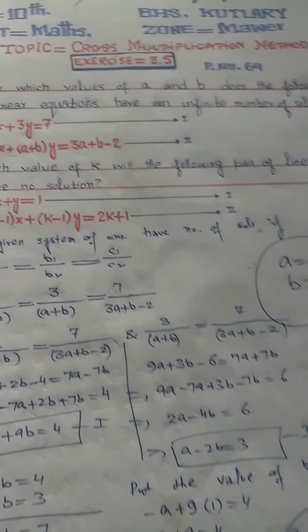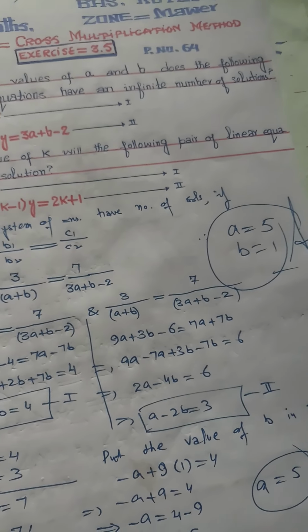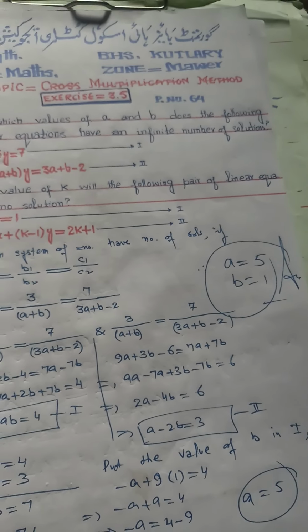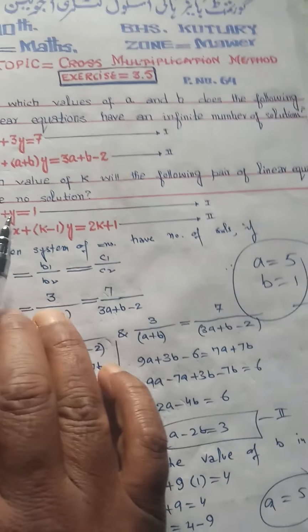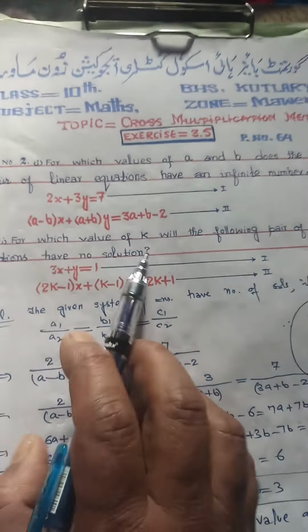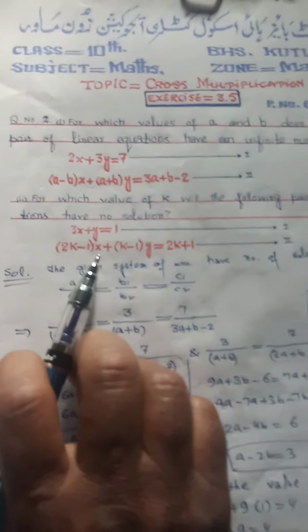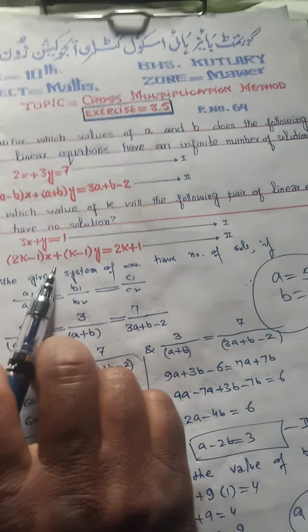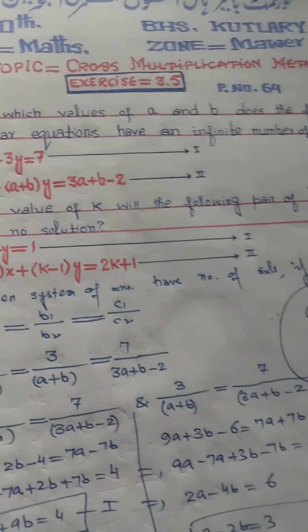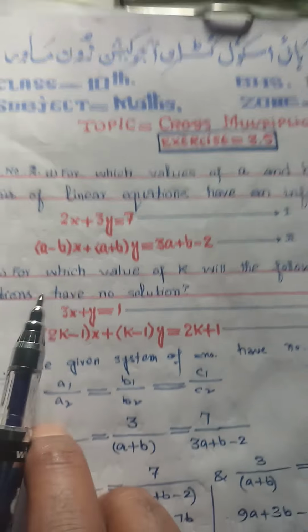In the second part, we had to determine the value of k, for which these two linear equations should have no solution. We have to show for which value of k the following linear pair of equations have no solution. This is the second part. First of all, I will write the second part again on this paper. This is the second part of this question number 2.